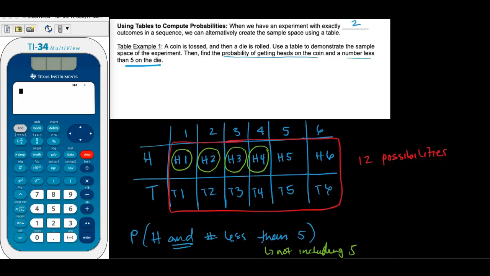Now I'm just going to count those. There are 4 outcomes that represent that situation of heads and less than 5, out of 12 total. So my probability is 4/12, or if I reduce by dividing both by 4, I get 1/3.